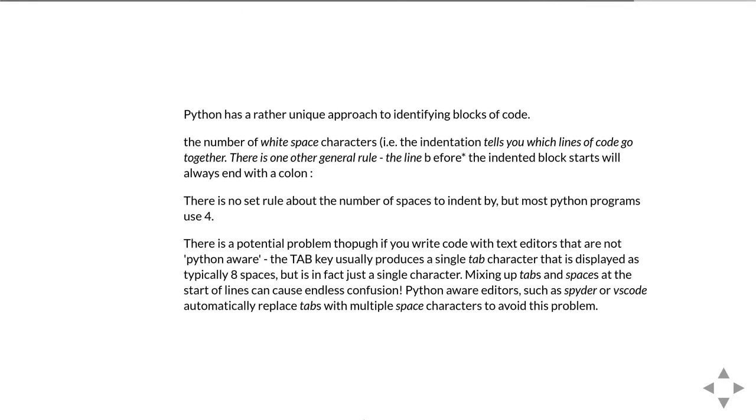Python has quite a unique approach to identifying a block of code. Python uses the number of white spaces, the indentation of the lines, to tell you which lines go together in a block. So all the lines that have the same level of indentation, or indeed include more indentation, all go together into one block. Then there's one other general rule, and that is that the line immediately before a block will always end up with a colon. So the indented block will always have a colon on the end of the line immediately before it.